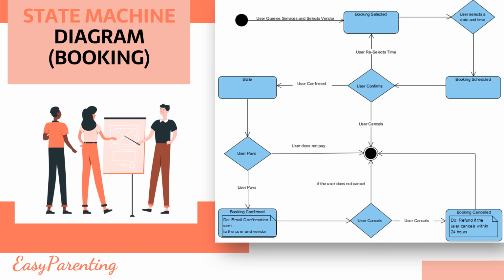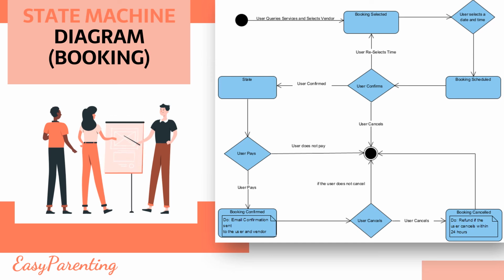In the event that the user confirms the booking, then he will have the opportunity to pay. In that opportunity, if he doesn't pay, the state machine will stop. But if the user pays, then the state of the booking subsystem will change to booking confirmed. If a booking is confirmed, we will send an email confirmation to the user and to the vendor too.